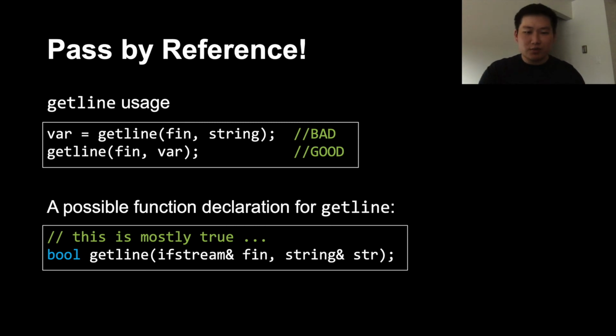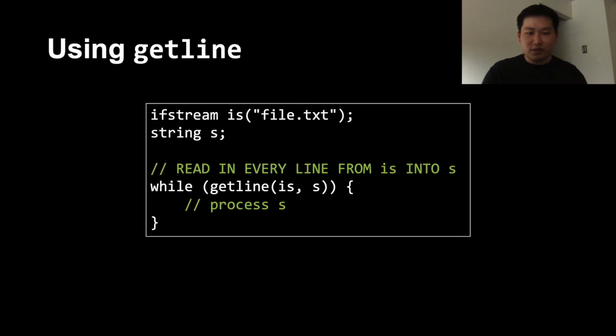So a possible declaration of the getline function might be that it takes in 2 arguments, both by reference. Right? The first one is the input stream, and the second one is the string. It reads from the stream and assigns to the string. Okay? The getline function will return a boolean, whether it was able to successfully read a line. And this return value is very helpful when we're trying to read every single line in a file.